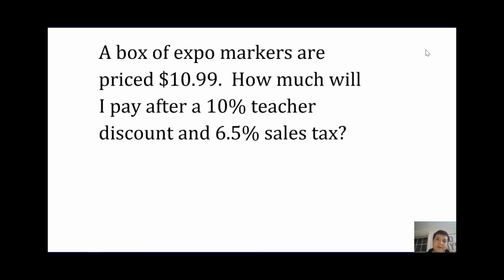A box of Expo markers is priced at $10.99. How much will I pay after a 10% teacher discount and a 6.5% sales tax? Try this one out on your own. What you should have found was that the answer was $10.53 because we do 0.9 because of a 10% discount. We're still paying 90%. And then we're paying an additional 6.5%, so that's 1.065 because it's a markup. And that gets us $10.53.